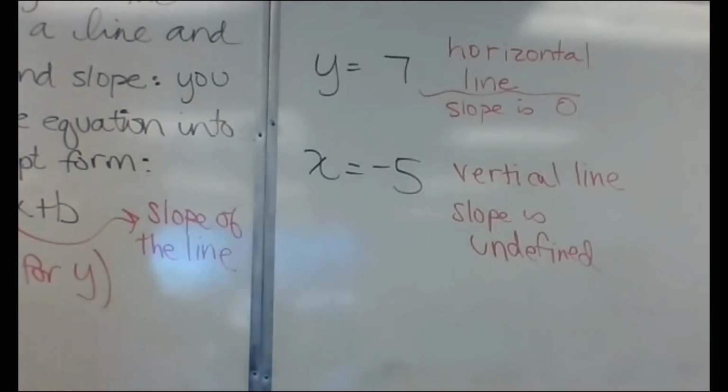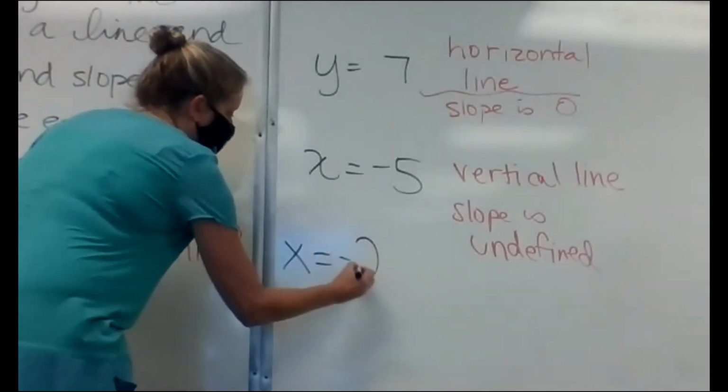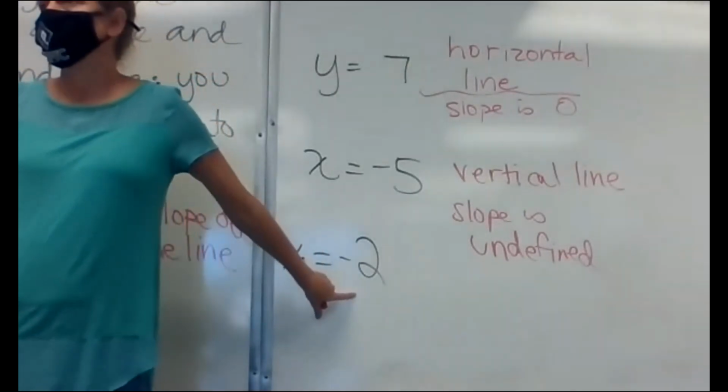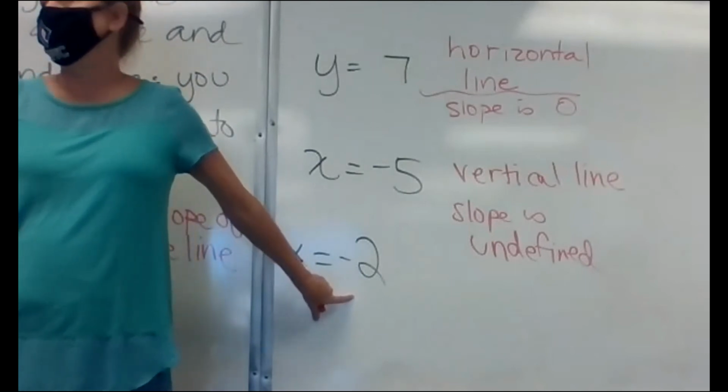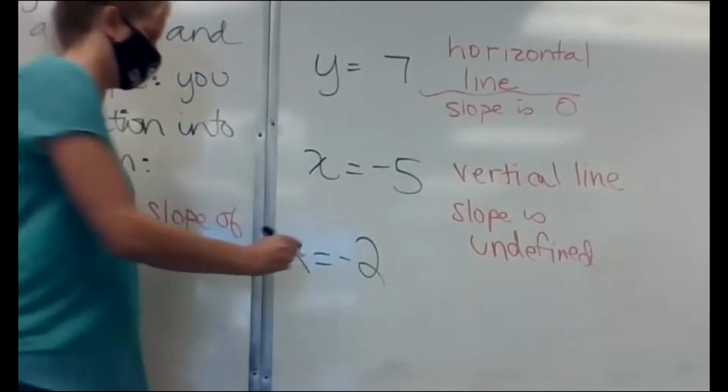So number 14 is going to fall into this category. The equation of the line is x equals -2, which means what would its slope be? If there's no y involved, it's a vertical line. So its slope is undefined.